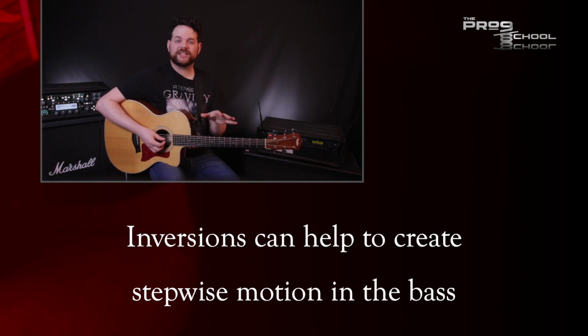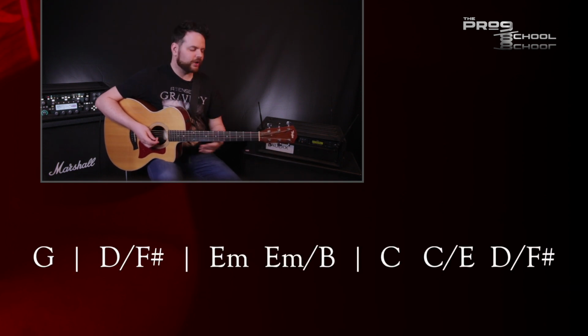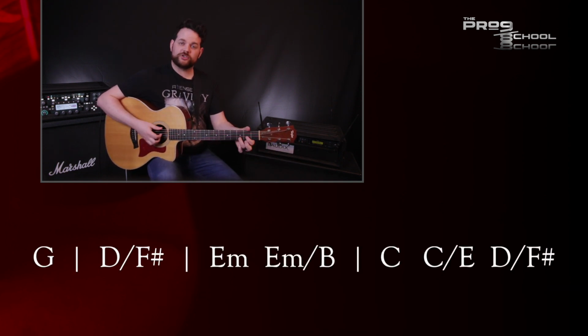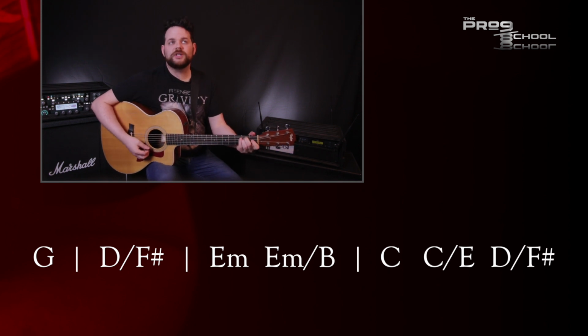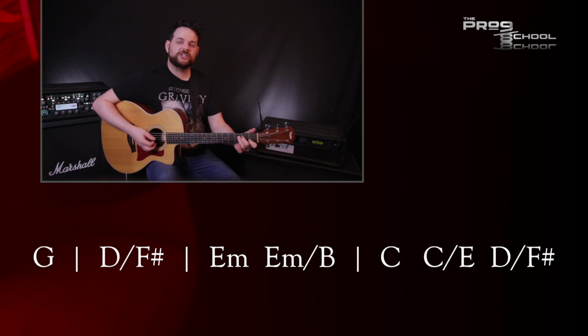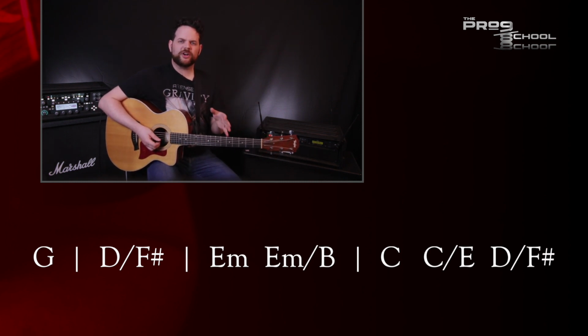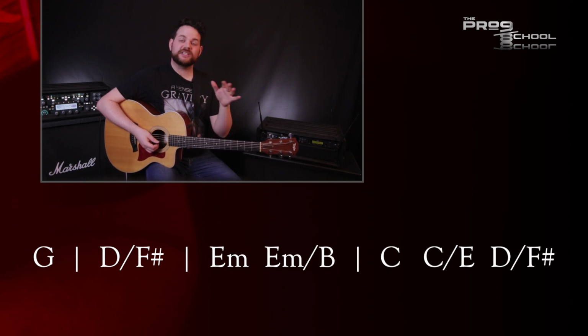Inversions are often used like this to make simple bass lines that jump around a little bit less. I can add even more inversions in to do this even more. So we have G, D over F sharp, E minor over B, to C over E, to D over F sharp, to G. This bass line has more movement, and it also feels less jagged as it's moving into each new chord from either a scale tone above or below.